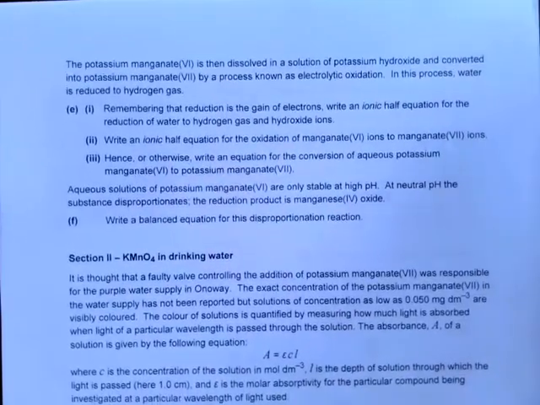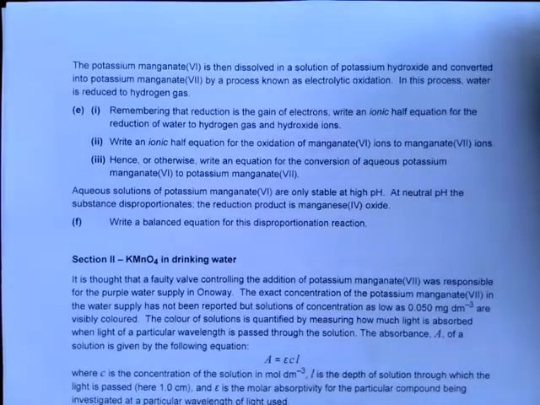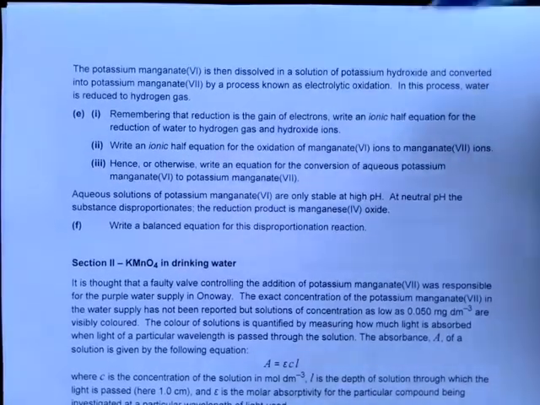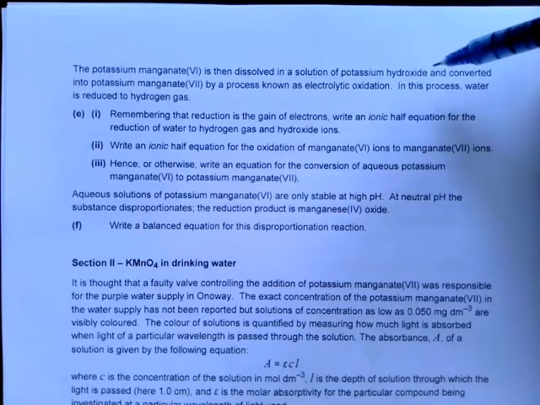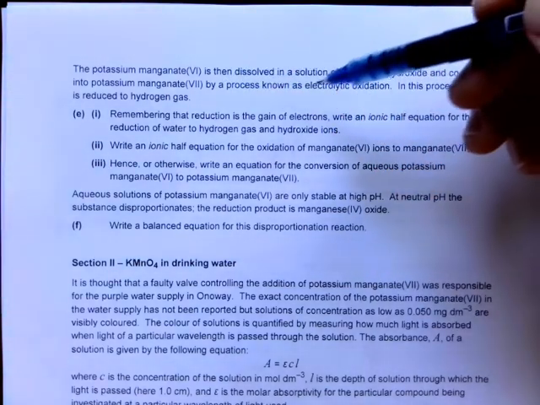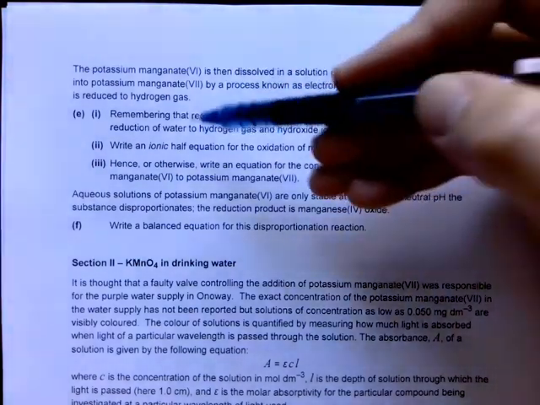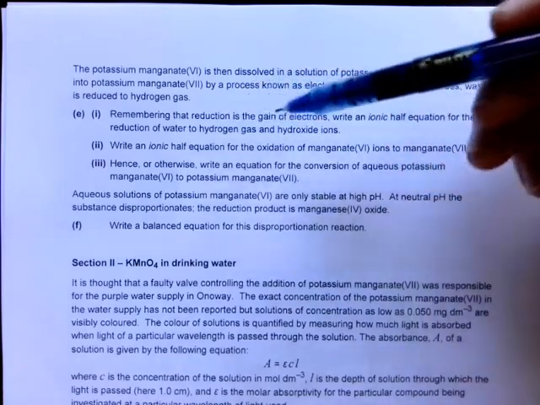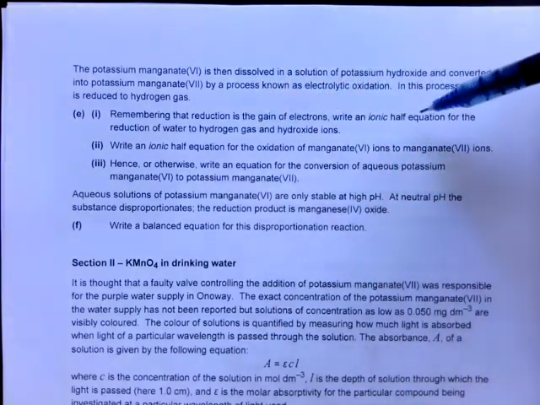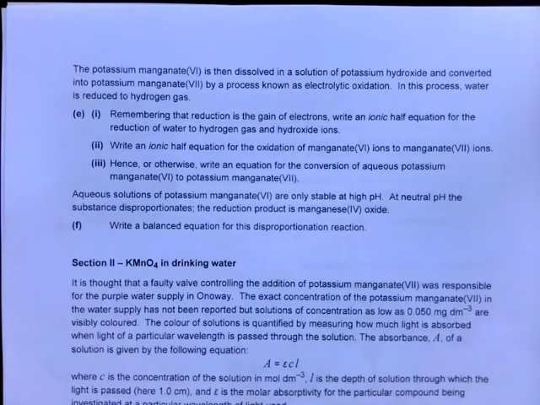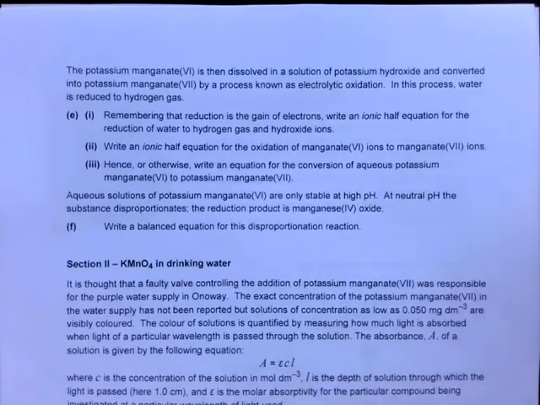Next. The potassium manganate 6 is then dissolved in a solution of potassium hydroxide and converted into potassium manganate 7 by a process known as electrolytic oxidation. In this process, water is reduced to hydrogen gas. Remembering that reduction is the gain of electrons, write an ionic half equation for the reduction of water to hydrogen gas and hydroxide ions. That's a fairly straightforward question. All the information you need is there.